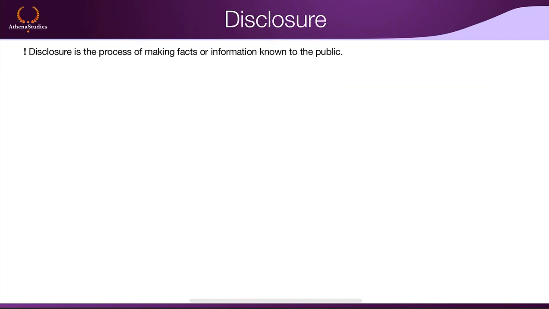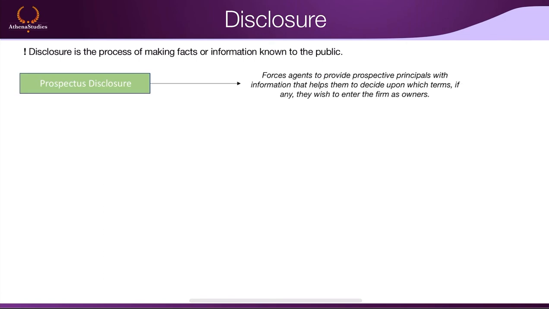Let's talk about disclosure a bit. Disclosure is the process of making facts or information known to the public, but in this case, known to the shareholders specifically, because the shareholders need information to decide whether they want to stay in the corporation or they want to exit. The first one is prospectus disclosure. Prospectus disclosure forces agents to provide prospective principals with information that helps them to decide upon which terms, if any, they wish to enter the firm as owners.